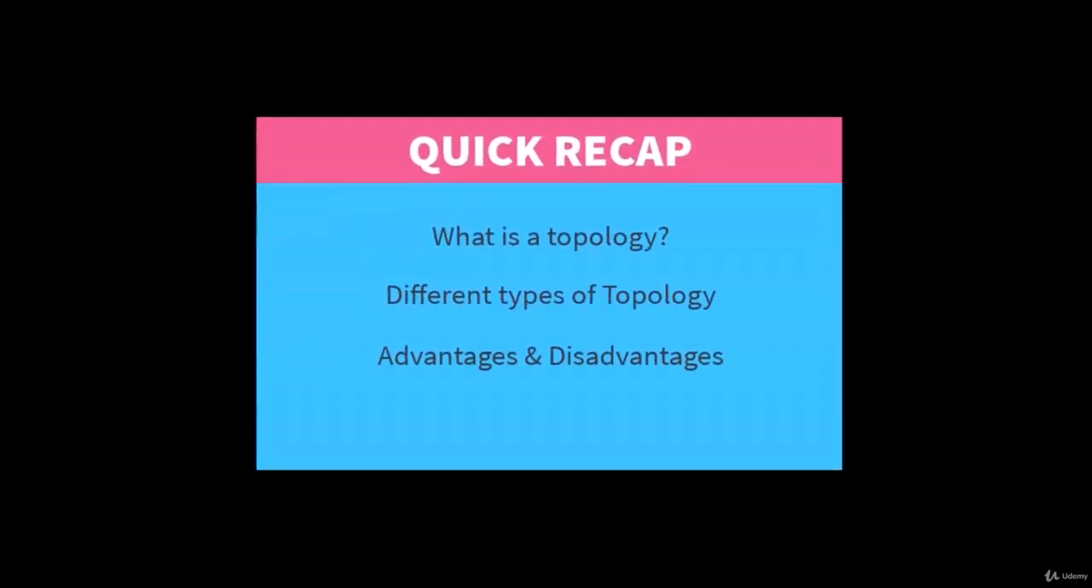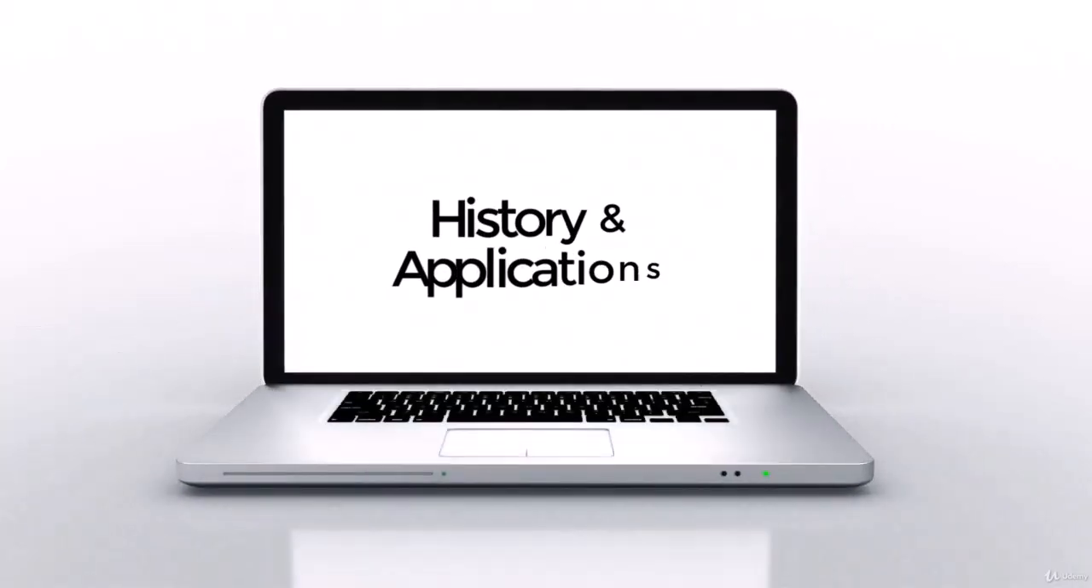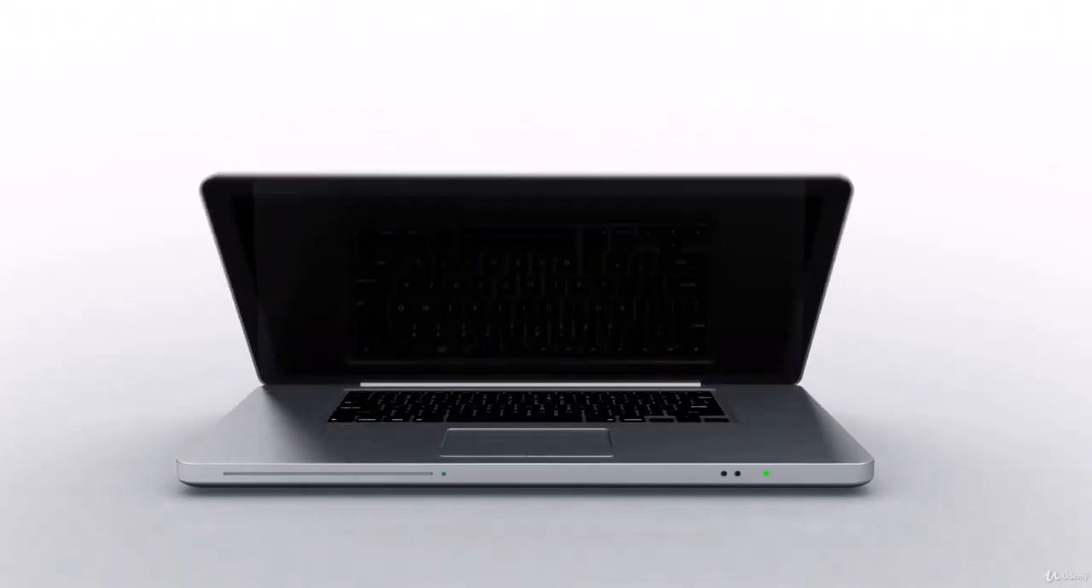So let us have a quick recap. We saw the definition of topology, then we saw different types of topology. So now you must be able to identify which topology is used in your campus. And what's next? Since we have discussed the topologies and definition of computer networks, it's time to see when computer networks were invented. So in the next lecture, we will talk about history and applications of networking.